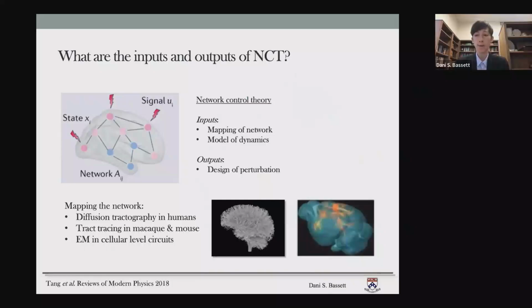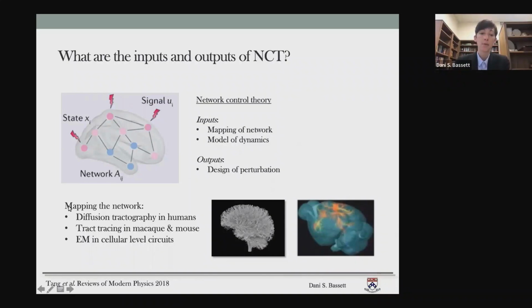So what are the inputs and the outputs of network control theory? Well, first, there are two different inputs to network control theory. The first is a map of the network, and so that would be a connectome or some sort of graph or some representation of the network that exists in the system. The second input is a model of dynamics, and we'll talk about different models of dynamics in a second. The outputs of the theory are a perturbation that has been designed to allow for some particular outcome. So let's talk about these three pieces in turn.